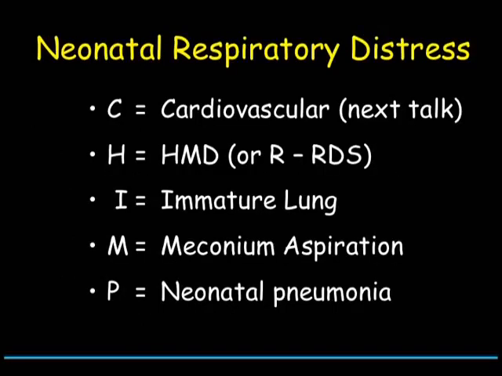So this brings me now to my talk about medical lung disease and my CHIMP differential, or you can call it a CRIMP differential if you'd like to. And this is just my attempt to categorize so you don't forget thinking about some of the diseases that can present in the newborn with diffuse medical lung disease. And the big thing is to not forget cardiovascular abnormalities, which I'll talk about on the next talk. So C is cardiovascular, H is hyaline membrane disease, or R for respiratory distress syndrome. I is immature lung, M is meconium aspiration, and P is neonatal pneumonia.